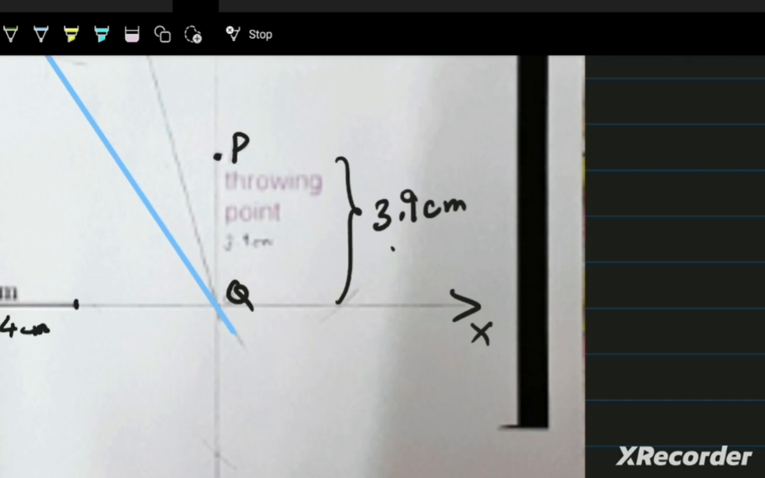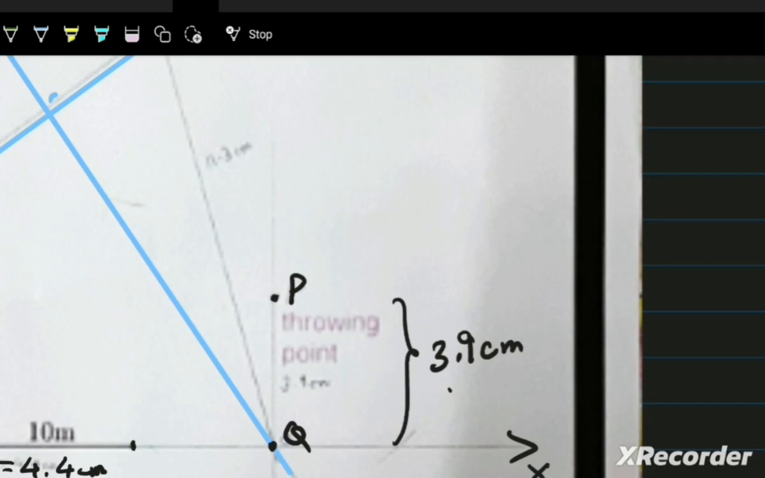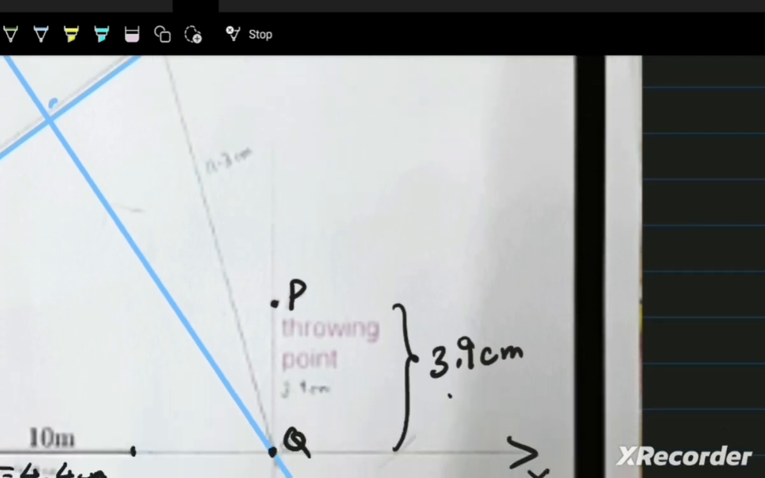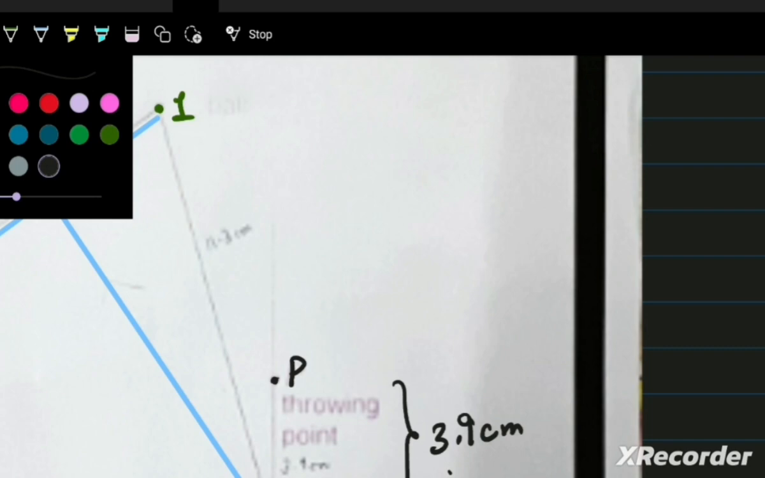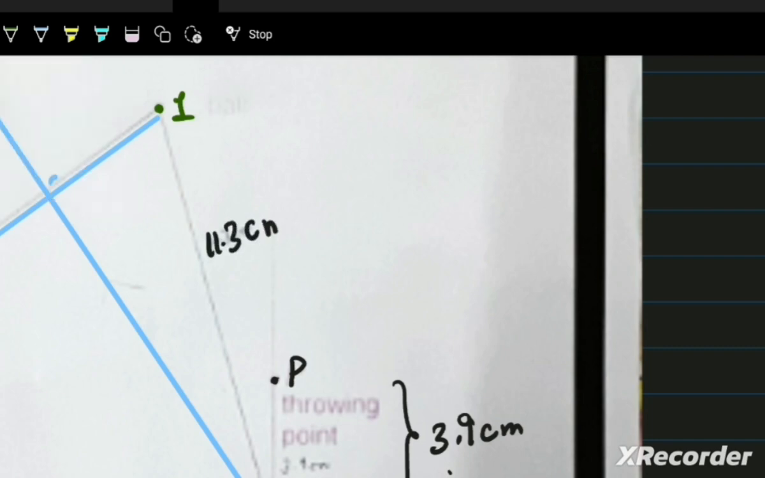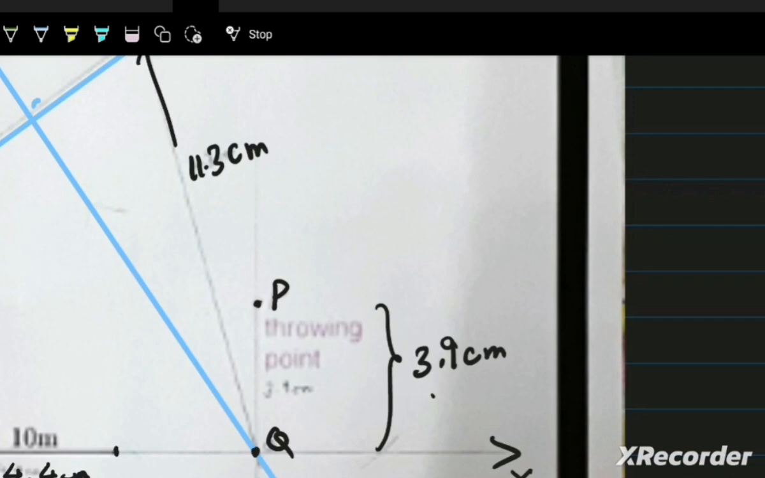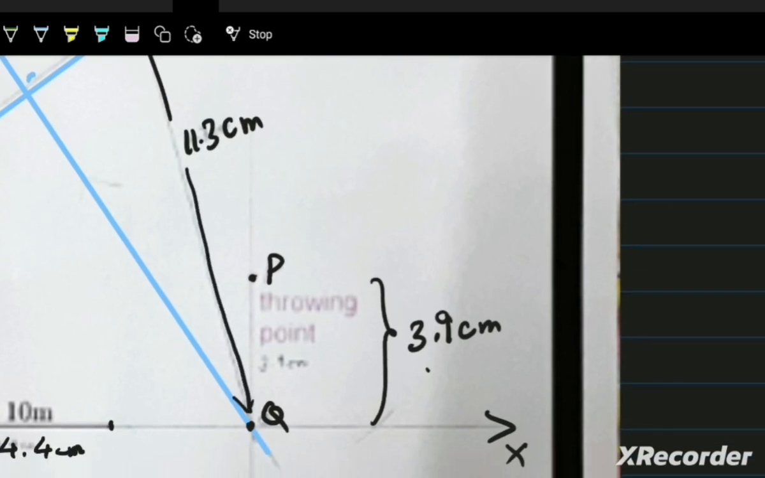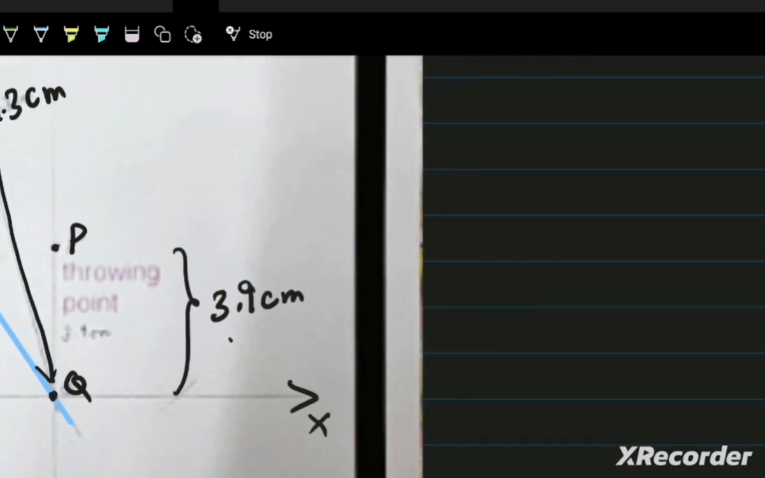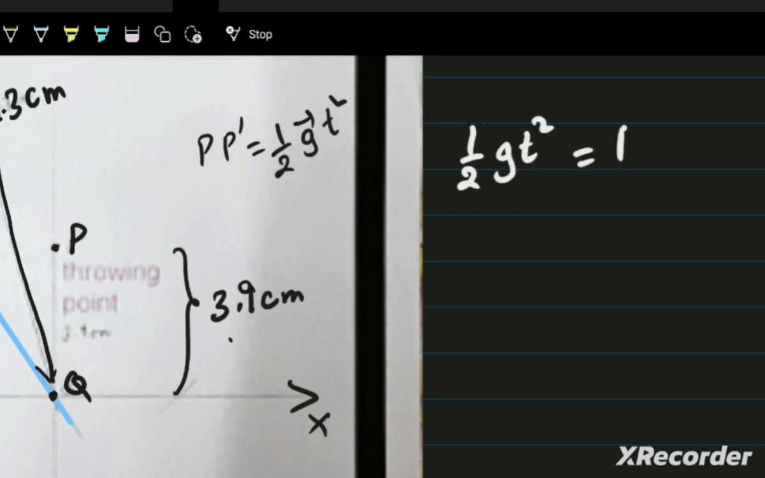This was a surprising result for me, and I found it interesting and got motivated to solve the problem, that probably I was heading in the correct direction. Then I found the distance between point Q and ball 1, which came out to be 11.3 centimeters. Now the next thing is, we already said that in the previous diagram P P dash is equal to half g vector t square. So I can say that half g t square is equal to PQ.